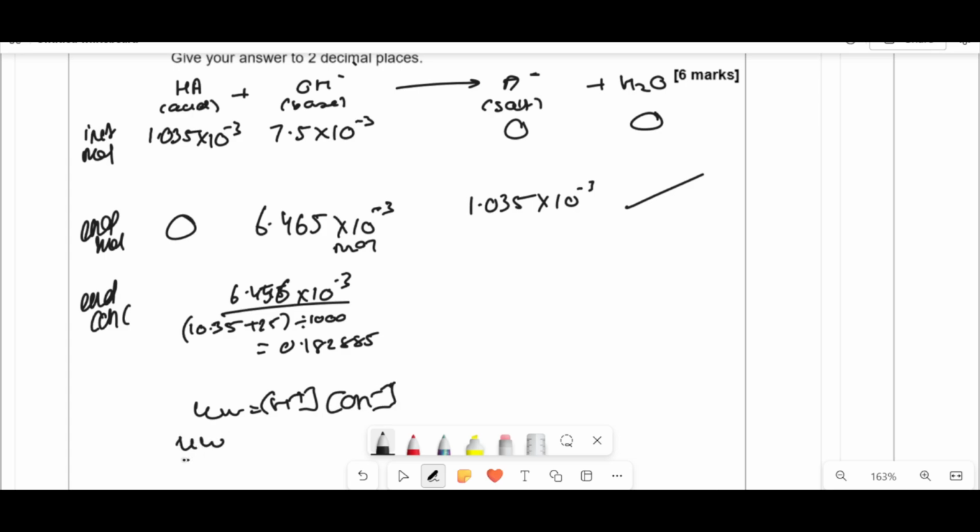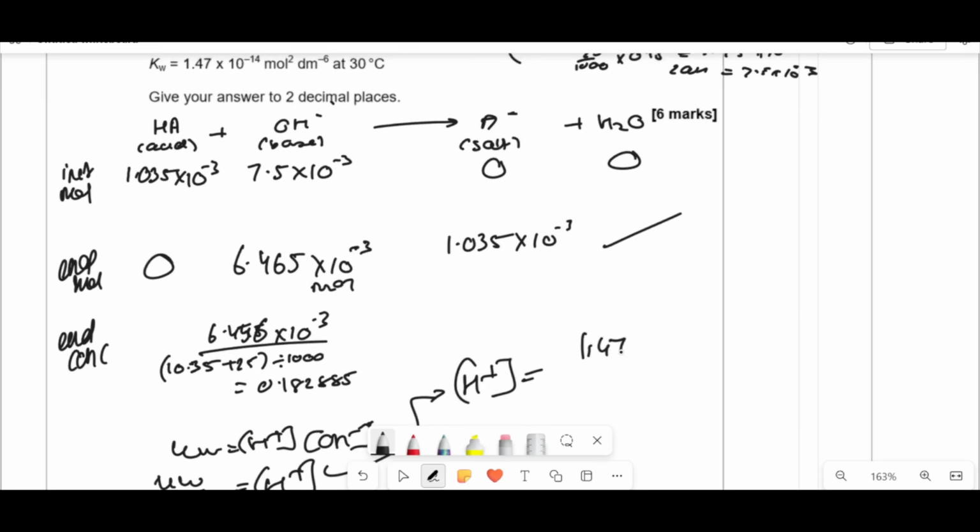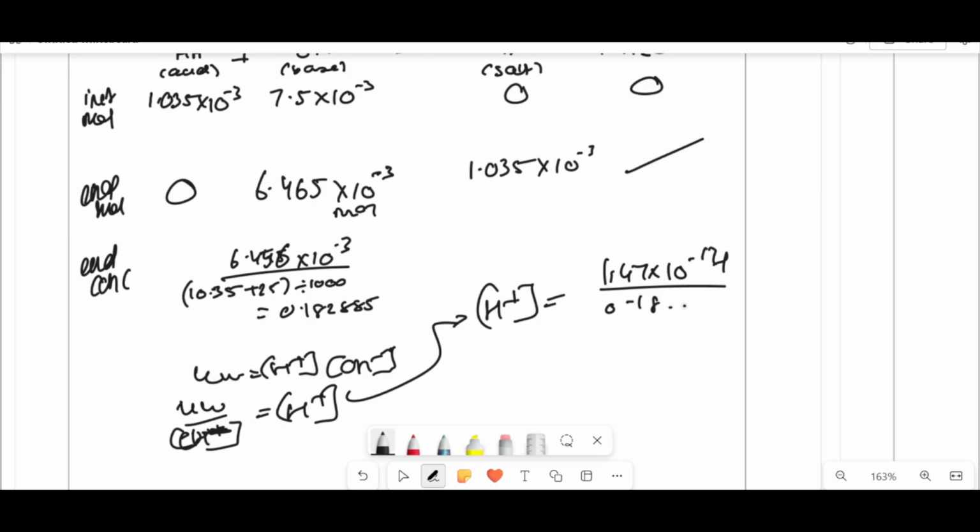Now Kw equals H plus times OH minus. So that means Kw over OH minus equals H plus. So H plus is going to equal Kw, which they told us in the question was 1.47 times 10 to the minus 14, over the OH minus, which you just worked out, is 0.18 and so on. If we do that, we get an H plus of 8.0378 times 10 to the minus 14. So pH is negative log to the base 10 of the answer, which is going to be 13.09.